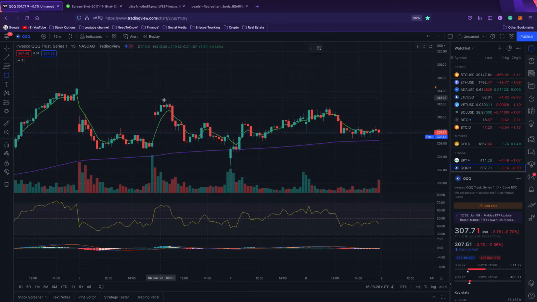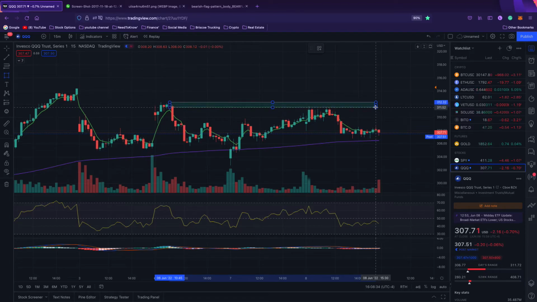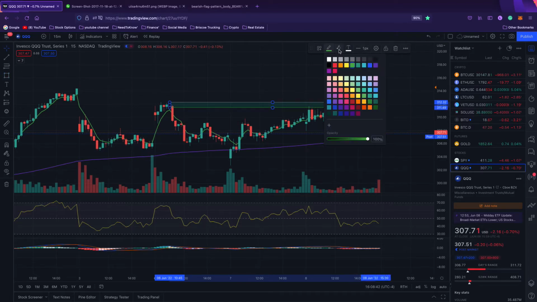Okay. So we're going to do the high of this candle. We're going to bring it all the way across here, and we're going to put it at the low of the body, or the closing price. It's going to be the bottom of the body. We're going to change this to red.